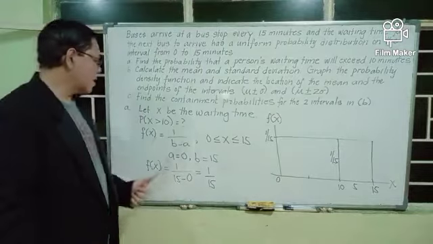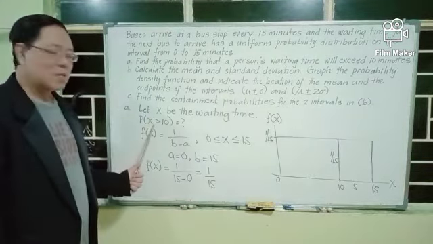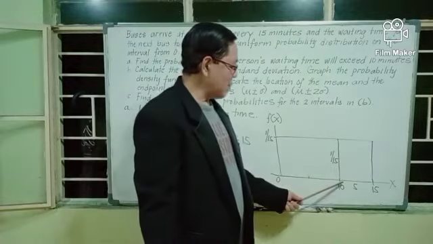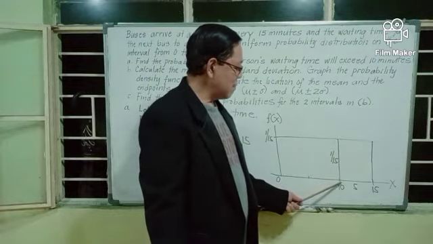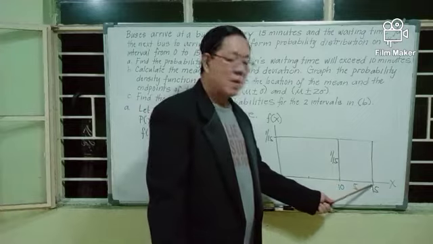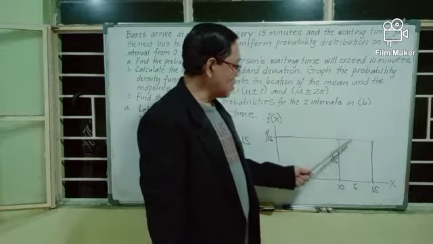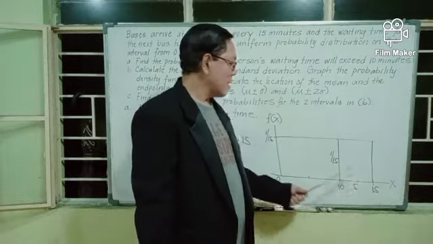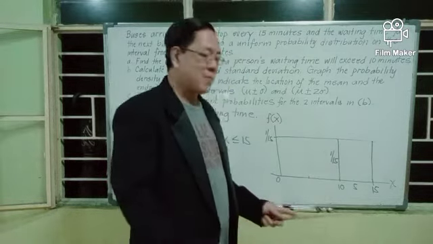Now, the probability that the waiting time of a person will exceed 10 minutes, or will be greater than 10 minutes, that means from this point up to 15, is equal to the area of this rectangle with length of 5 units and height of 1 over 15.